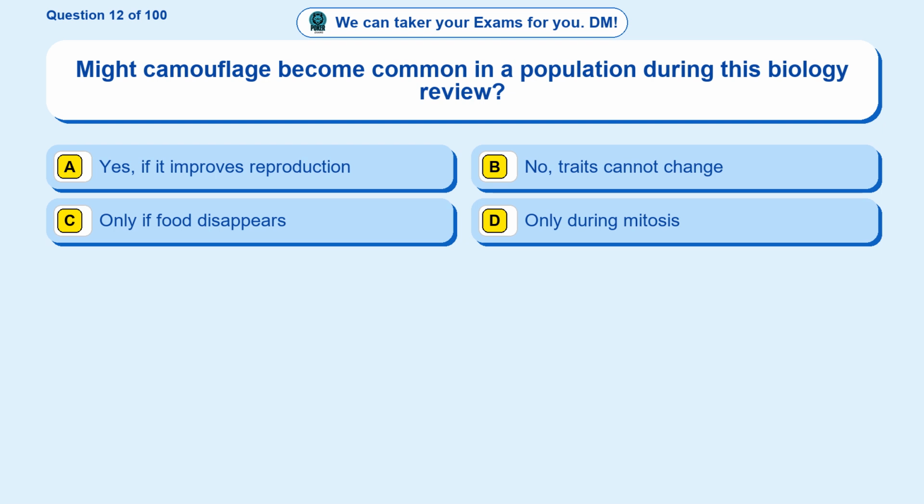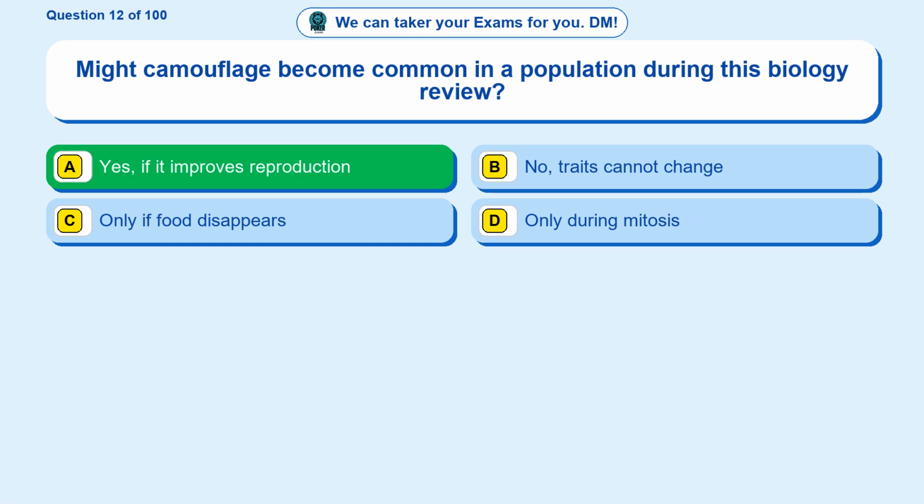Question 12. Might camouflage become common in a population during this biology review? Option A. Yes, if it improves reproduction. Option B. No, traits cannot change. Option C. Only if food disappears. Option D. Only during mitosis.